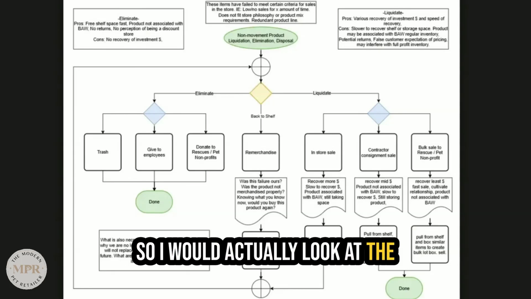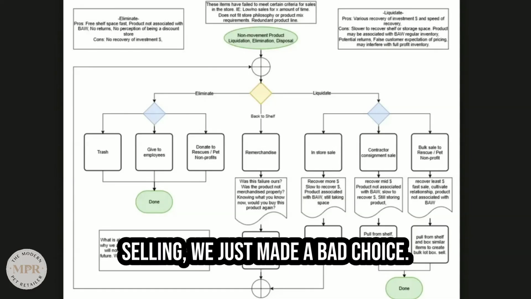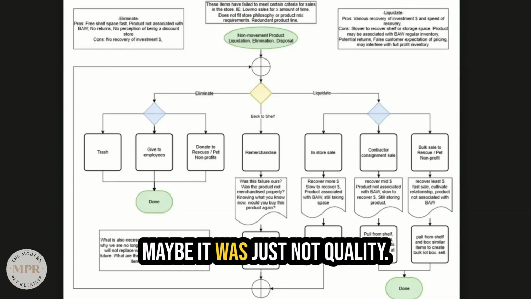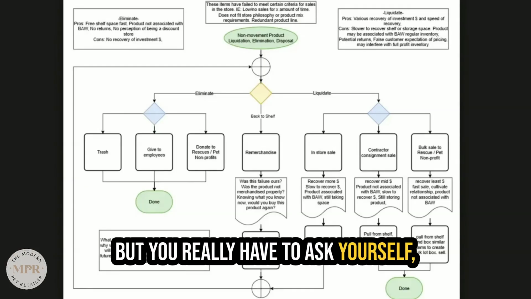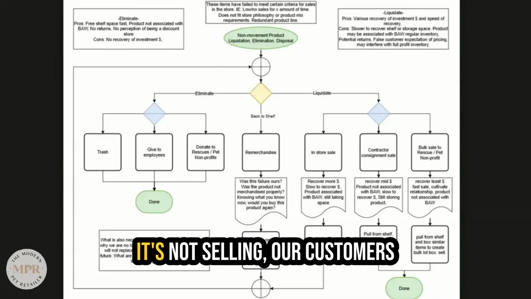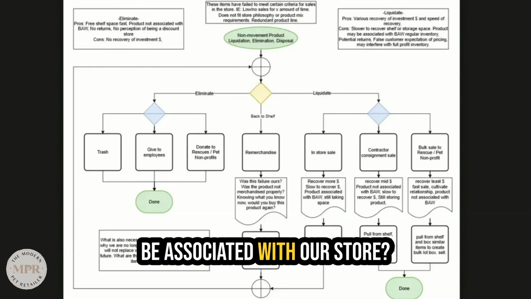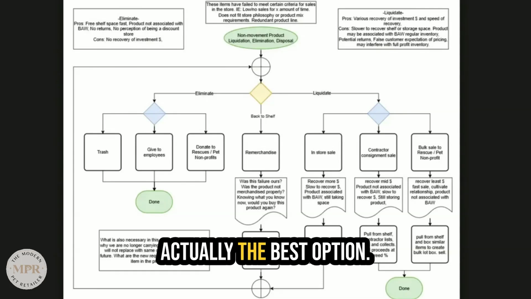So I would actually look at the far right one first. Liquidate is if those items truly were not selling, we just made a bad choice. There's no alignment for our customer with the product line. Maybe it was priced too high. Maybe it was just not quality. Whatever the reasons are, we may or may not ever know what those reasons are. But you really have to ask yourself, since we understand now that it's not selling, our customers do not want it, do we want it to be associated with our store? And if not, liquidate is actually the best option.